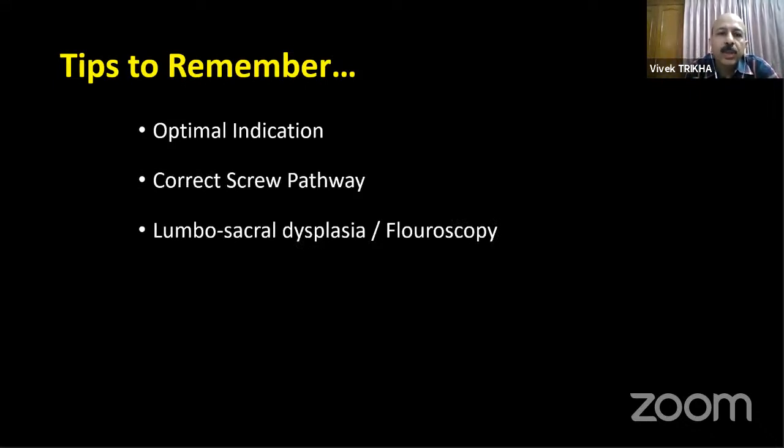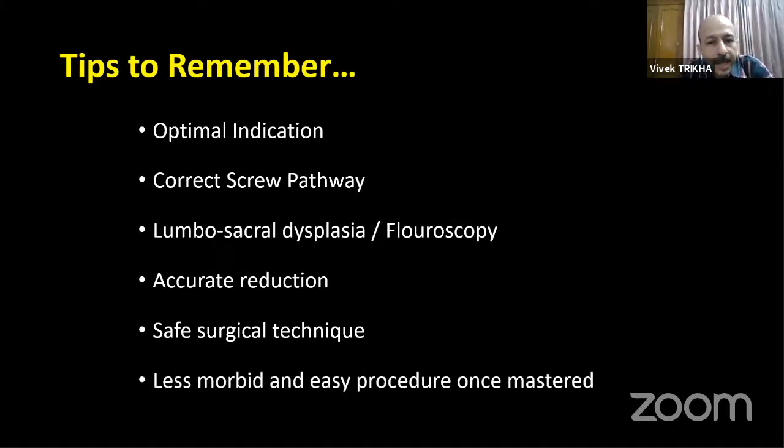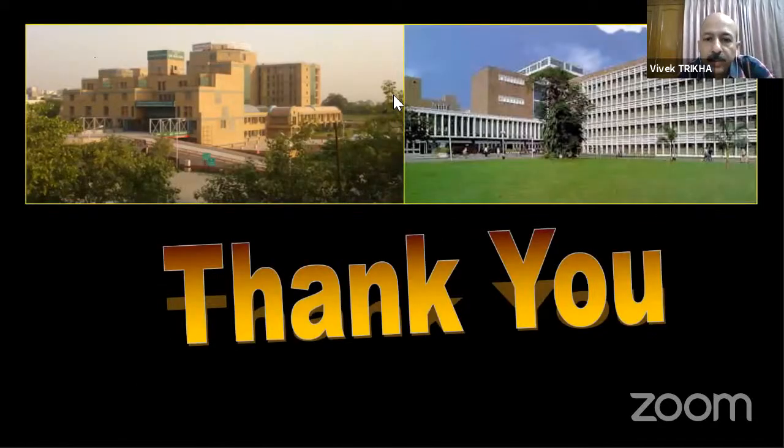Look always for lumbosacral dysplasias, and fluoroscopy has to be very nice when you are fixing them. Accurate reduction is paramount. That reduction, if you are not able to get percutaneously by traction, you need to do open, as I have shown in my sacral fractures. I open them, get anatomical reduction, and then fix them. Safe surgical technique, as described, is a must so that you avoid damage to the vital organs. And it becomes a very less morbid and a great procedure once you master that properly. I thank you for your hearing.